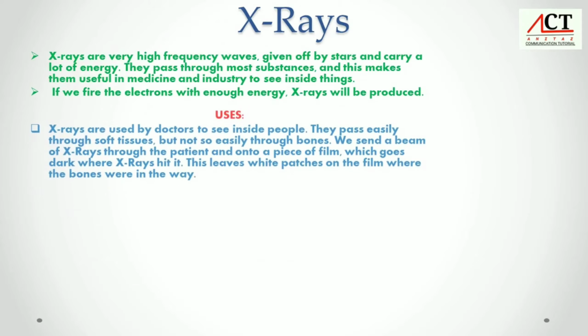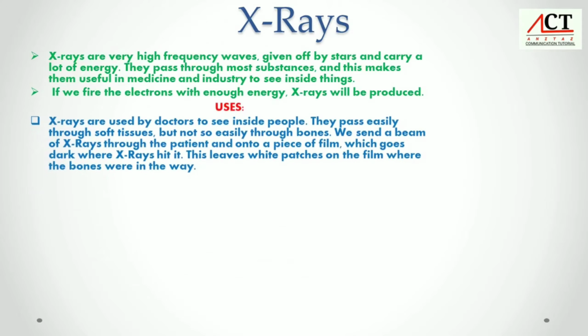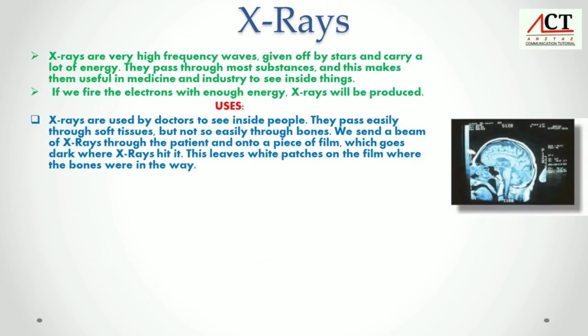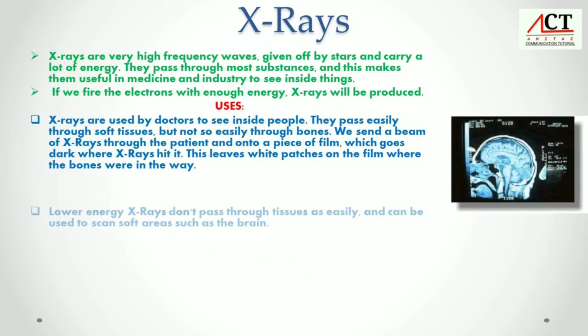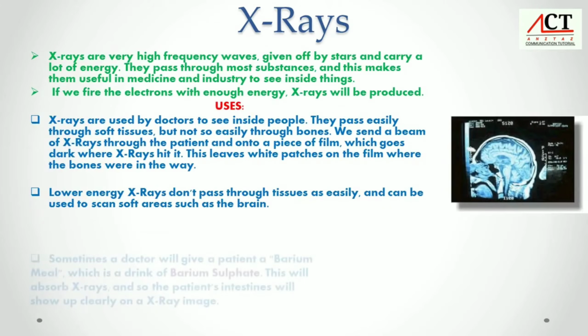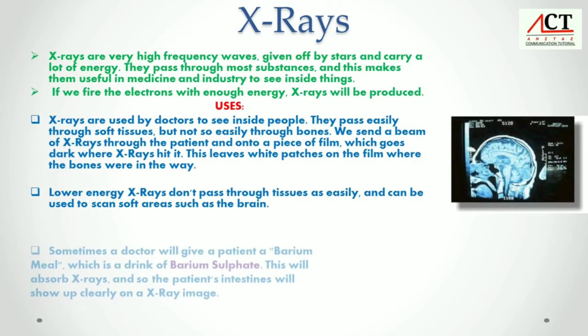High energy X-rays can easily pass through soft tissues but not so easily through the bones. When we send a beam of X-rays through the patient onto a piece of film, it gets dark where X-rays hit it and it leaves white patches on the film where the bones are there.